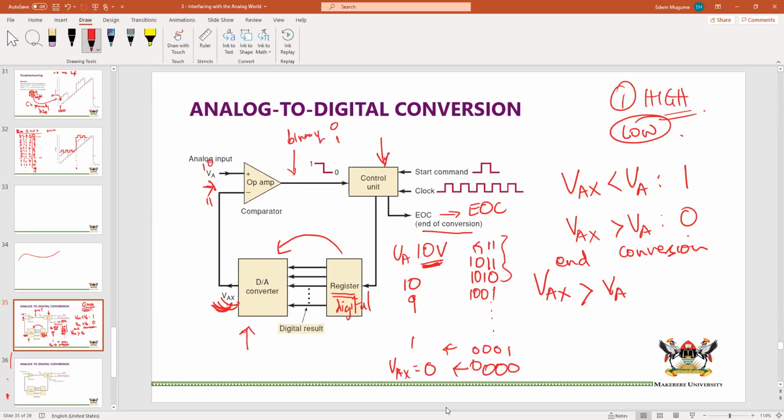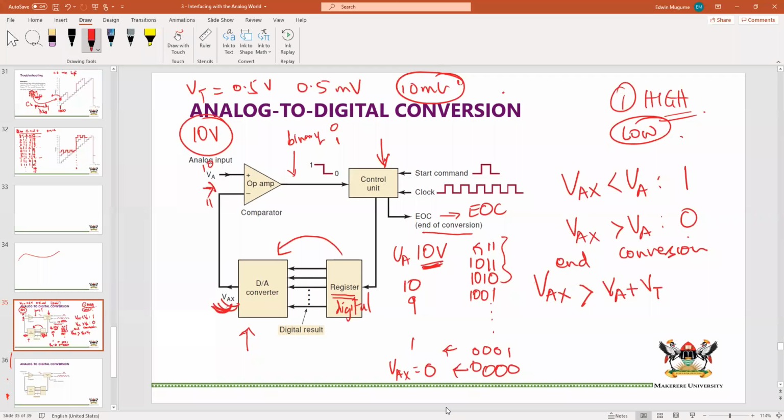That threshold is usually small, but basically we want to say that VAX should be greater than VA. So VAX should be greater than VA plus VT. This VT can be very small. So maybe if VA is 10 volts, VT could be 0.5 volts or 0.5 millivolts or 10 millivolts.